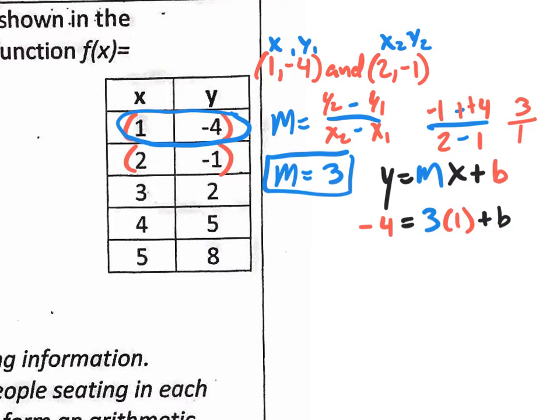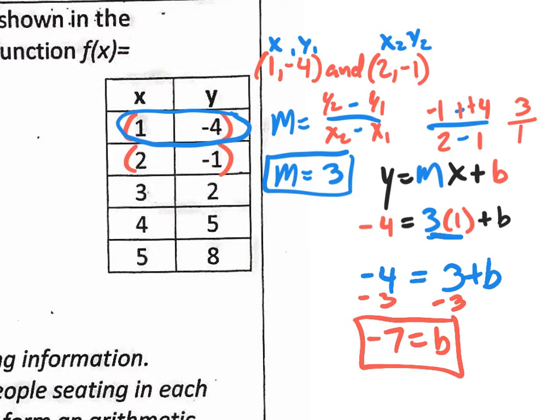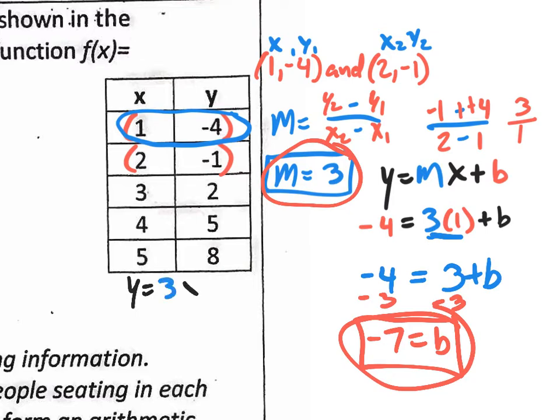So 3 times 1, that's just 3. Bring down the equal sign, bring down negative 4, bring down plus b. To get rid of that 3, I'm going to subtract 3 and subtract 3. So negative 7 equals b. Now once you know the m value and the b value, you can write your y equals mx plus b equation. So my y equals mx plus b equation is y equals 3x minus 7. Now, notice that that's our answer right there.